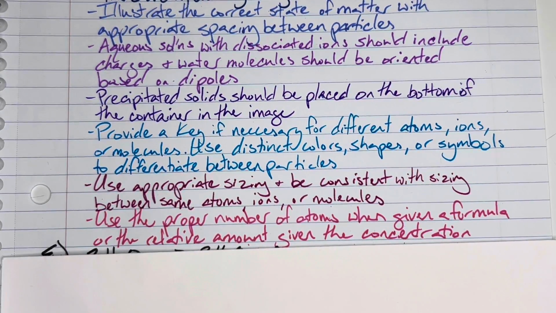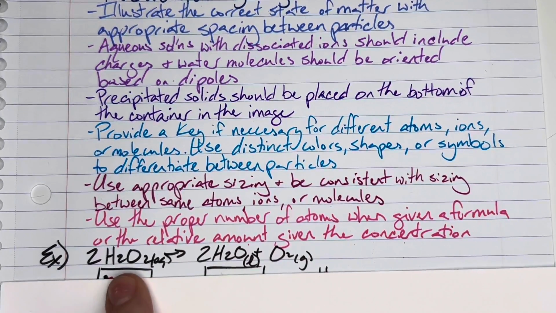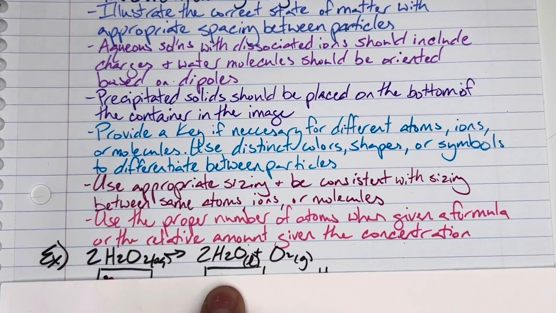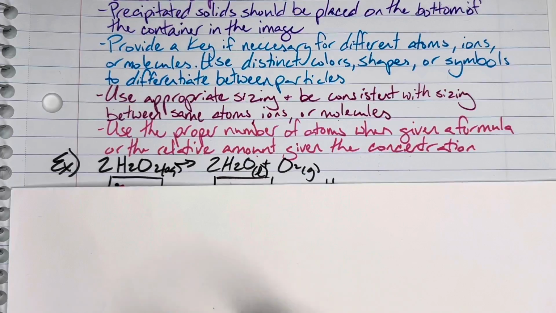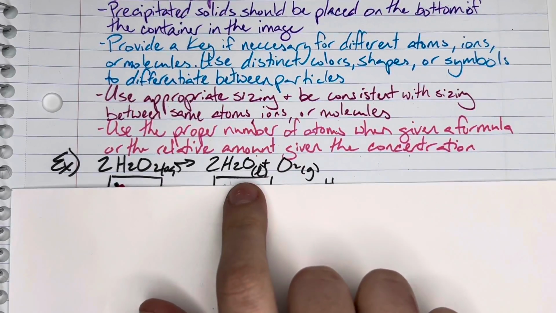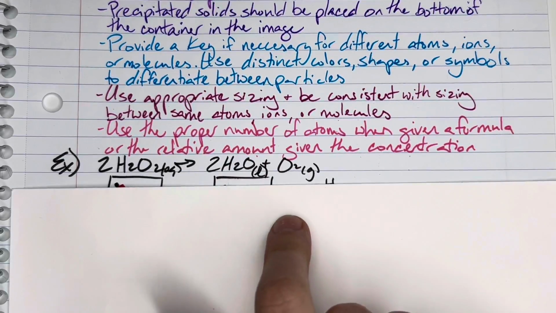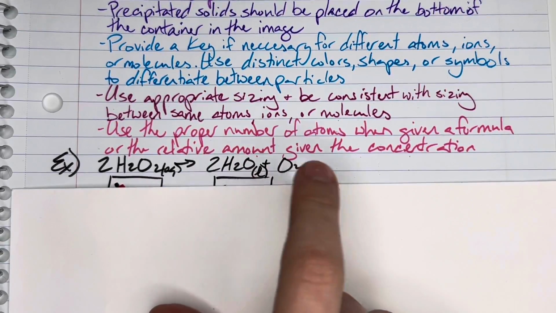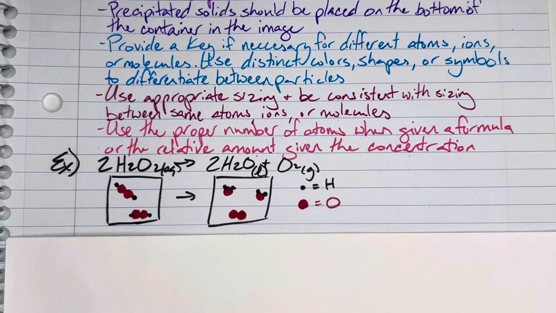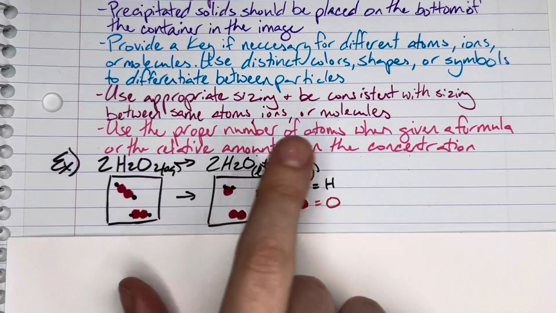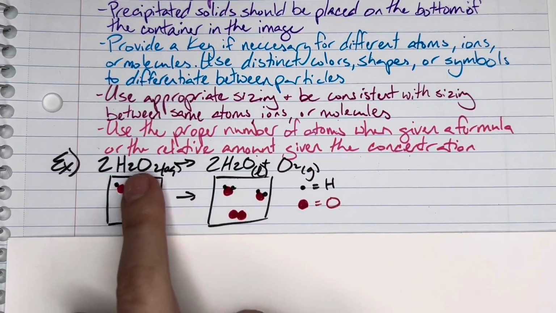So if I had the decomposition of hydrogen peroxide, my first particulate diagram is where I have my hydrogen peroxide, and then I'm going to have my second particulate diagram after the reaction, where I have water and oxygen present. So I'm keeping the relative amounts of each labeled and appropriate.